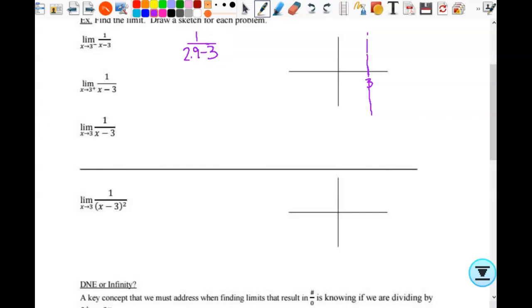okay? And I don't care what the actual value of that is, but when I do that, is that number positive or negative? Negative, right? This would give me a negative number. So as I come from the left, this would give me negative infinity. If I do 1 over and I'm coming from the right, that's numbers bigger than 3. That's 3.1 minus 3. That would give me a positive number in the end. So then this is positive infinity. Does that make sense to you?